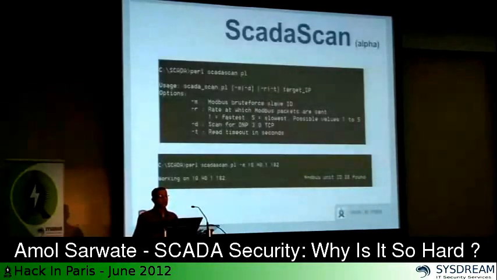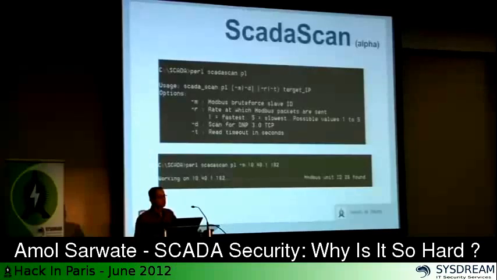And oh, I forgot. This is a screenshot from the open source tool that I mentioned a while ago. What it is doing is it's running in the Modbus mode with the -m option. And again, at the end of the presentation, I'll give you links where you can download this and try using this. What it is doing is it's trying to brute force some of the Modbus unit IDs.